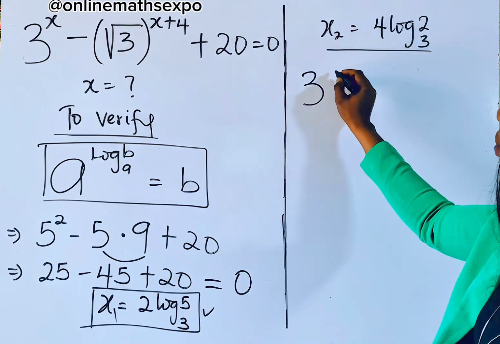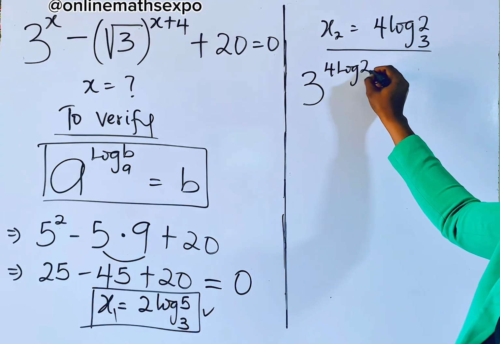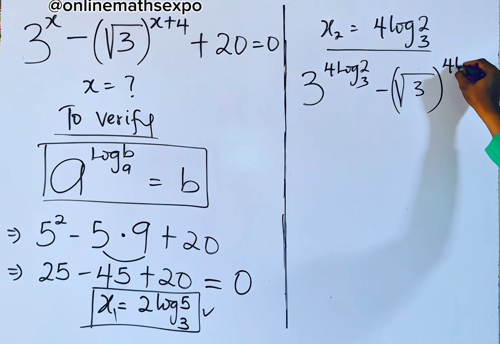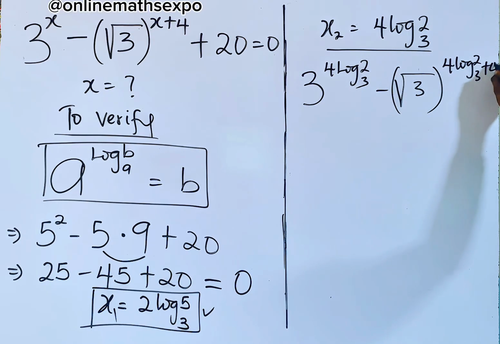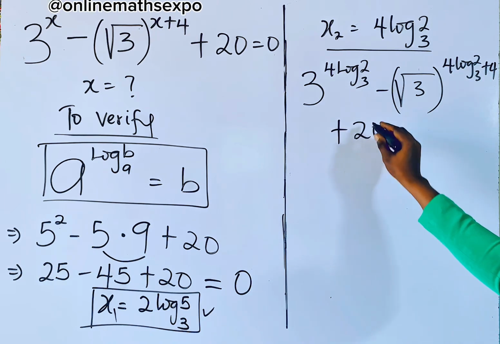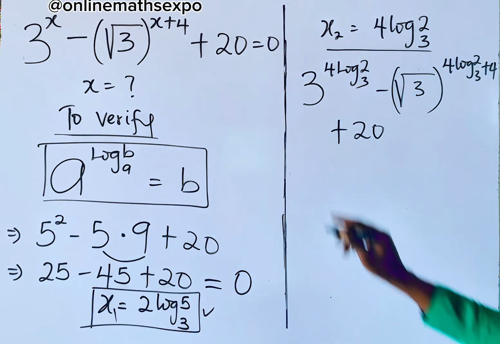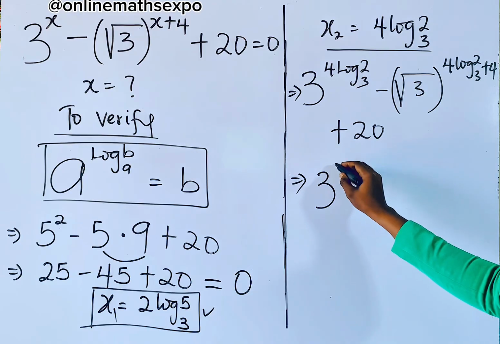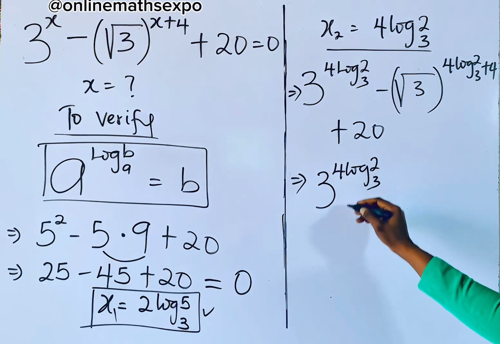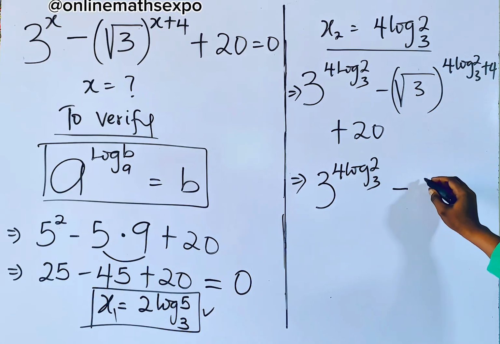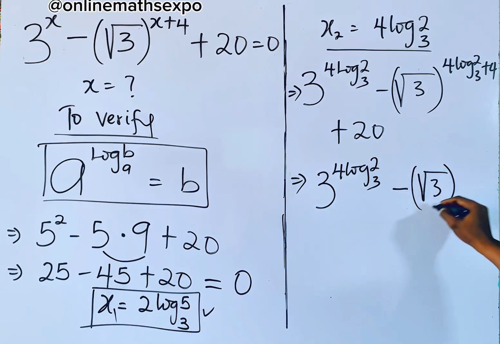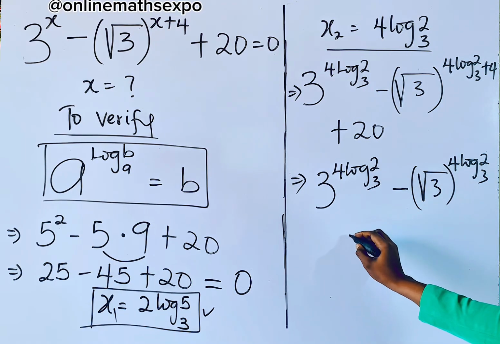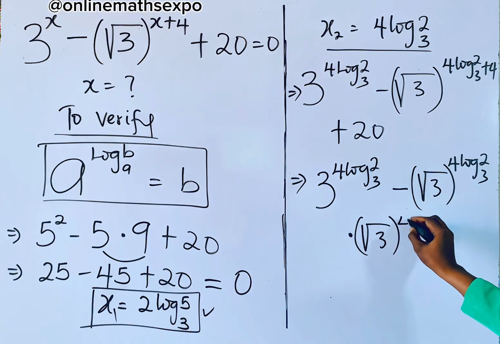So we now have 3 to the power of 4 log 2 base 3 minus root of 3 to the power of 4 log 2 base 3 plus 4. Okay, then plus 20. Is this going to be equal to 0? Let's simplify it. So we're going to have 3 to the power of 4 log 2 base 3 minus, now this is the same as root of 3 to the power of 4 log 2 base 3. Remember, this will turn to multiplication. So we have root 3 raised to the power of 4.